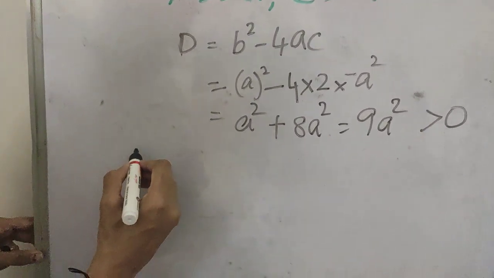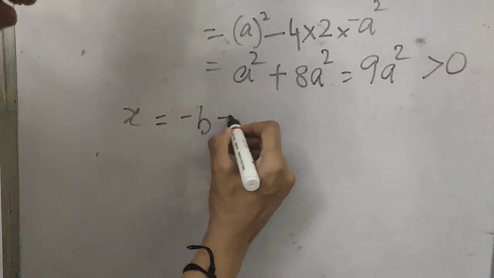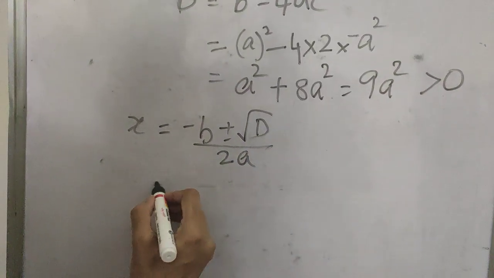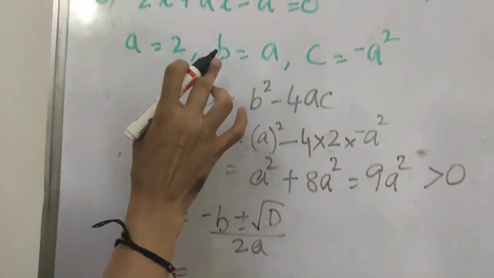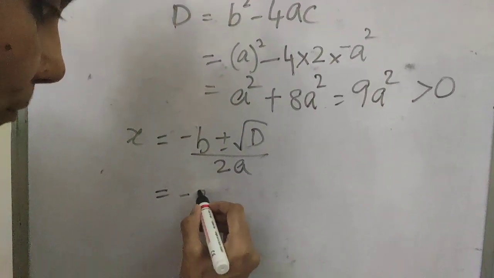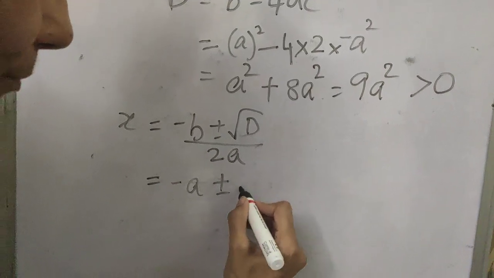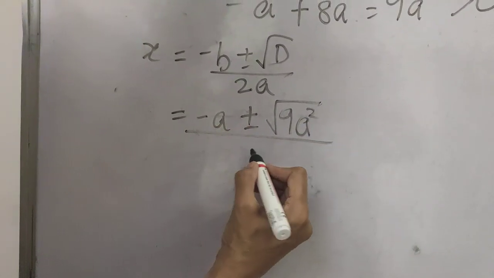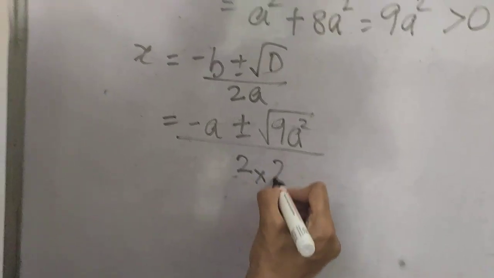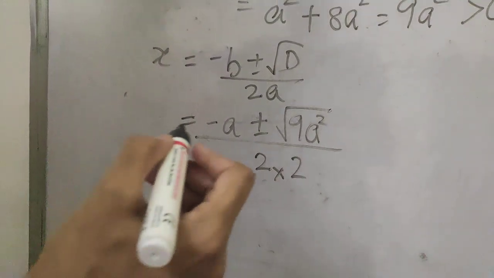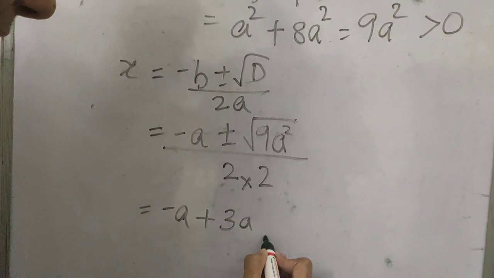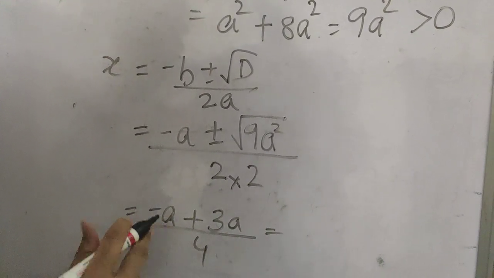Now what do you find? The roots. Again, let me quickly write the formula, by 2a. Now I substitute the value of b. What is b? A. So minus a plus or minus root of 9a square. What is root of 9a square? Can anybody tell me? Yes, 3a. So I write first the positive value, 3a by 4.